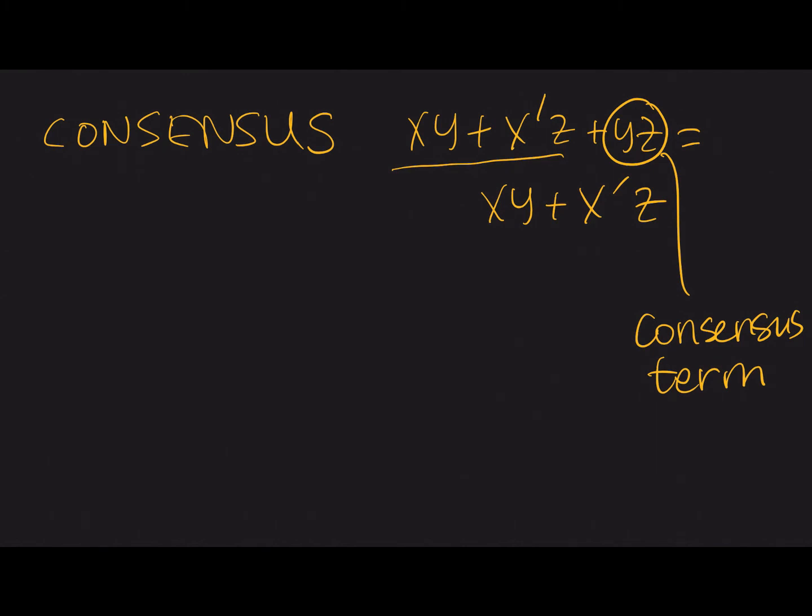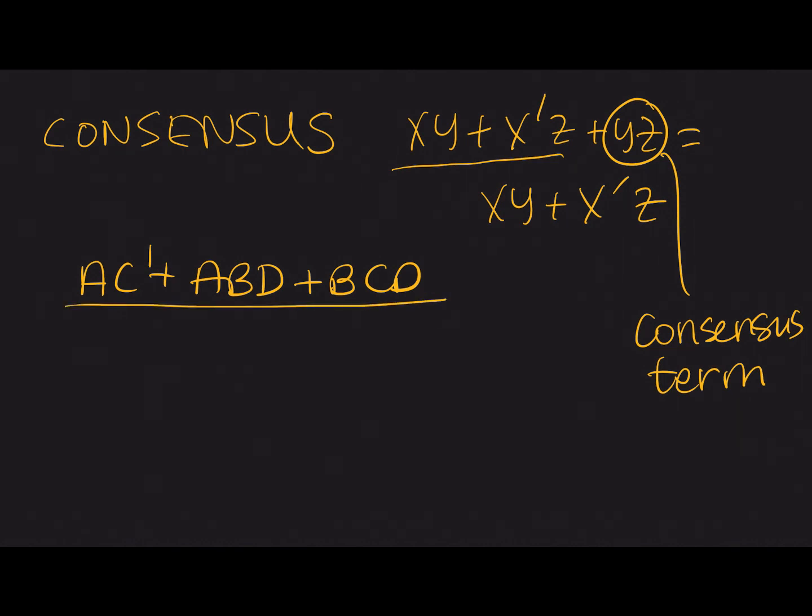The best way to find consensus terms I've found is to use a consensus table. Let's use a consensus table to see if there are any consensus terms in AC prime plus ABD plus BCD. We know it's a candidate for consensus because there are at least three terms, and there's a prime somewhere. What I do is I make a table to look for all of the variables and their complements. We have 4 variables, so I'm going to have 4 rows in my table.